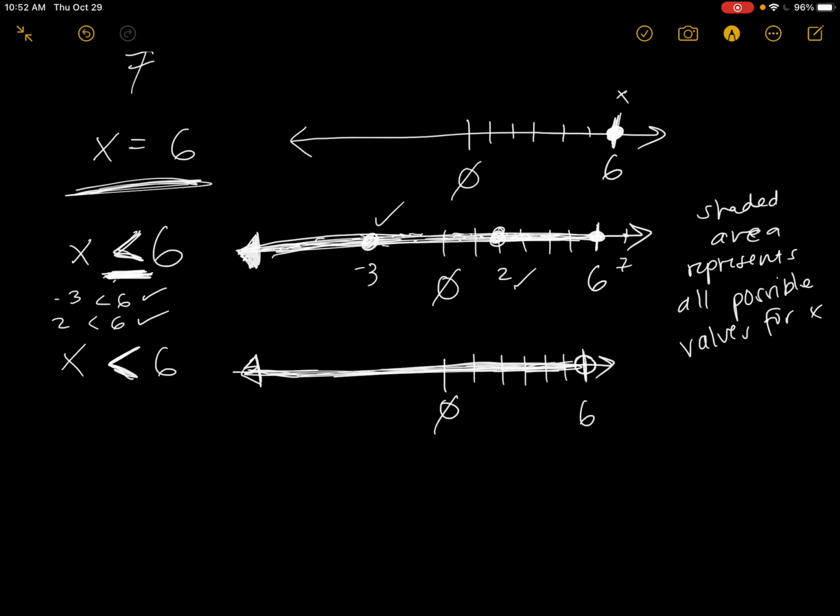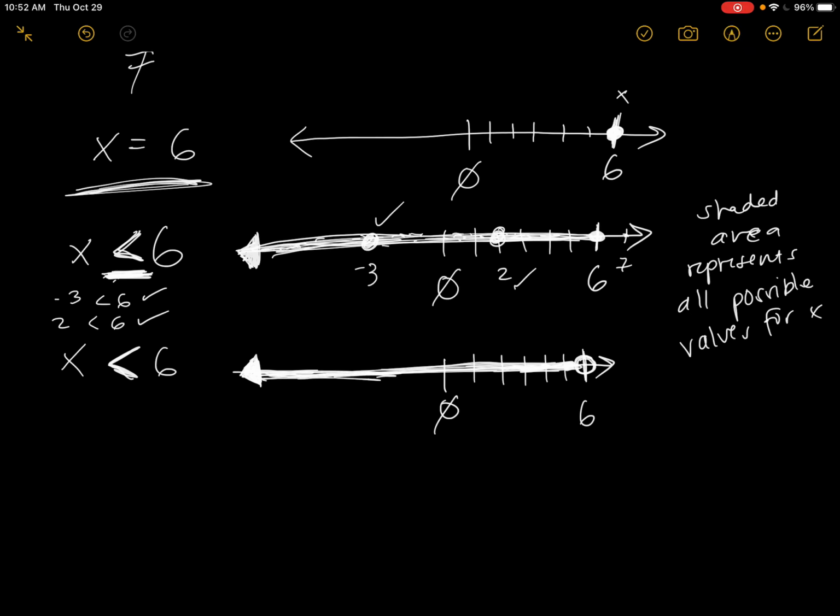Some students, I'll notice, will start at 5. That's not correct because we have to think about decimals. So technically 5.9999999 is less than 6, and it's not equal to 6. So that's why we need to have our reference point start at 6, and then we shade everything to the left, and I shade my arrow to represent that this keeps going for infinity. I just can't draw a line for infinity.